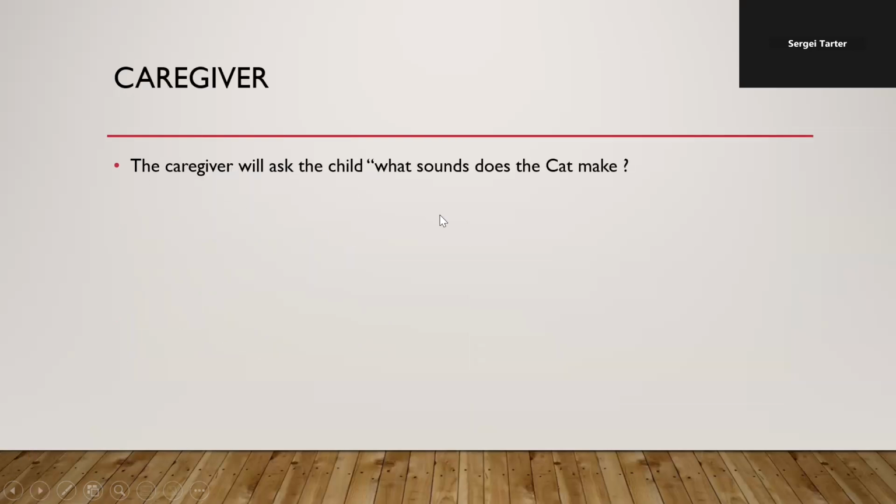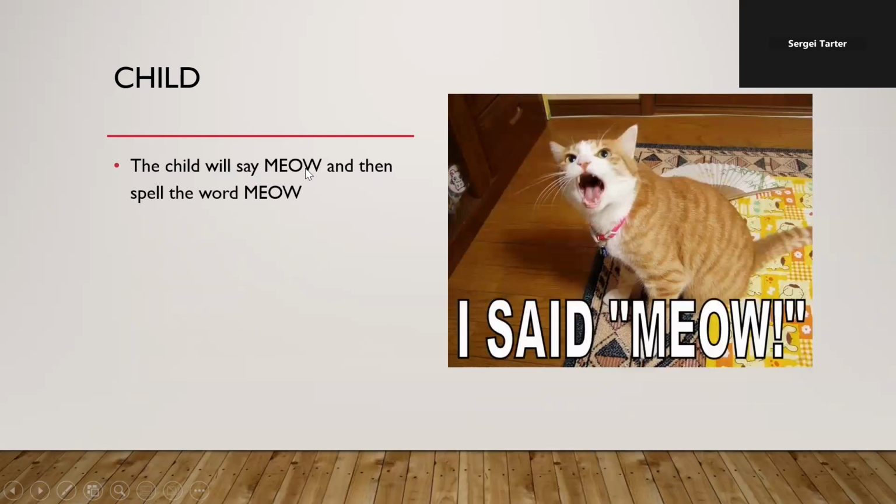The caregiver will ask the child, what sound does a cat make? The child would say meow and then spell the word meow, M-E-O-W. That is what social interactionism is like, and I hope you learned a lot.